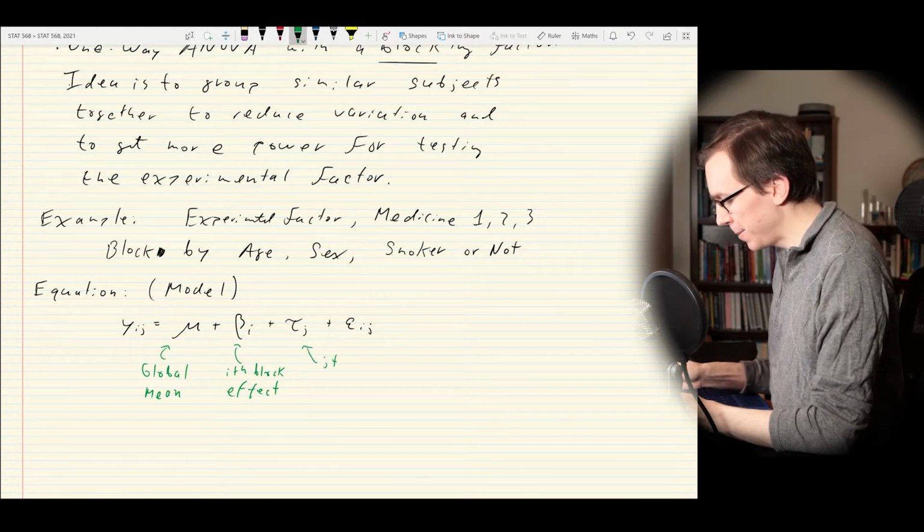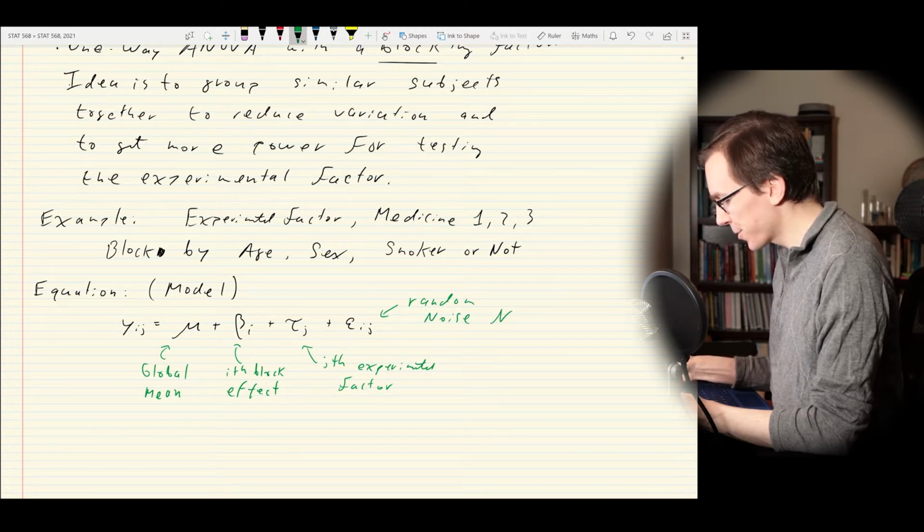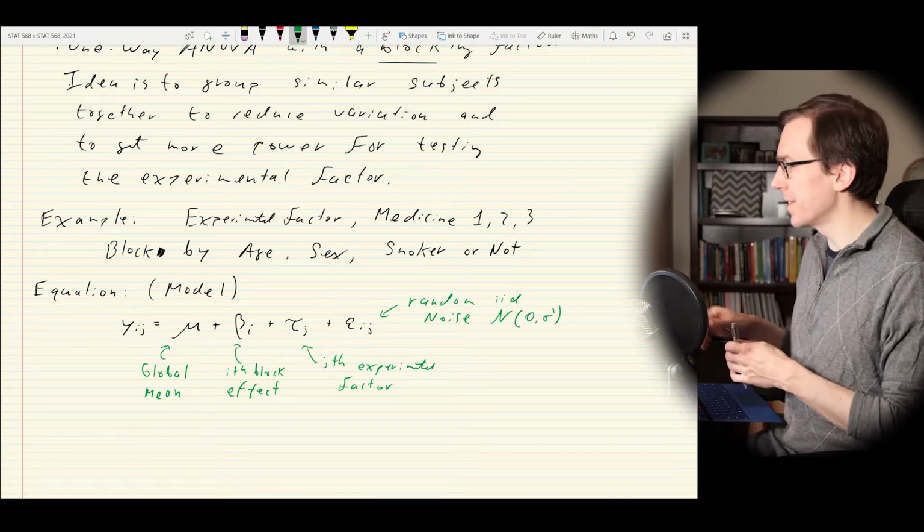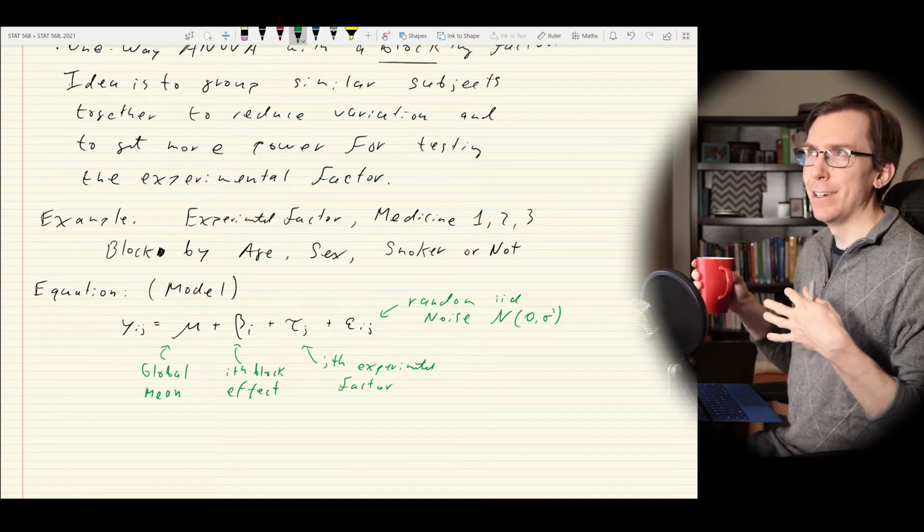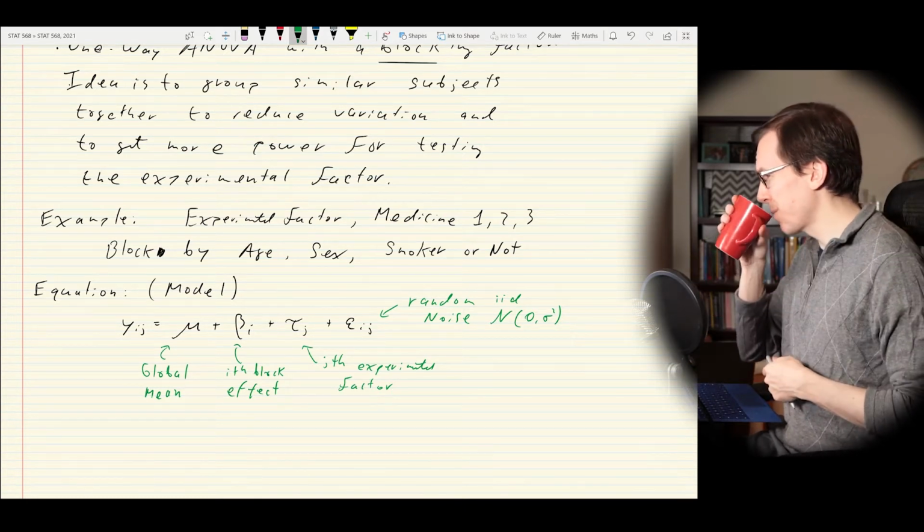This tau_j would be the jth experimental factor. And this is just going to be our random noise, which, as usual in this course, we will assume is IID normal 0, sigma squared, so constant variance throughout all the different blocks and treatment groups.